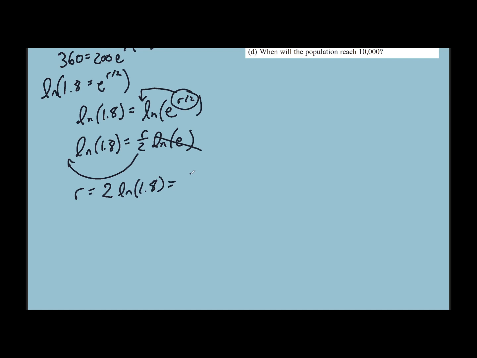That's going to come out to about 1.1756. That's good there, I think. So now we have a function. We can say P of t equals 200 e to the 1.1756 t. And that brings us down to only a time variable, so that's great.